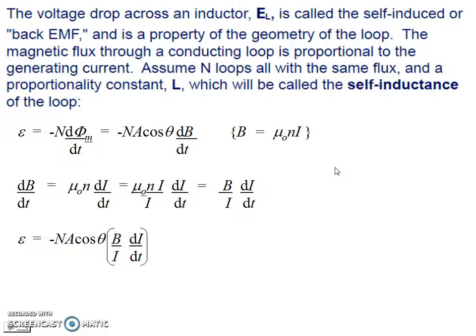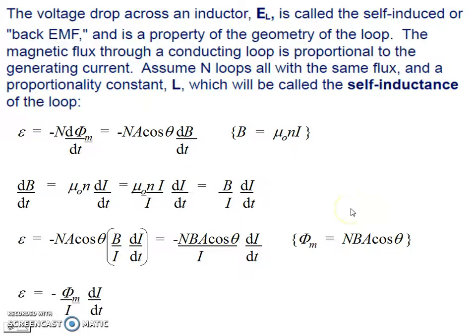Why am I doing that? Well, I'm just going to rearrange the variables again, taking the B to the outside, which is the constant. So now it's n times BA cosine theta over I di dt. Why am I doing that? Well, BA cosine theta, what's that? That's phi. So watch what happens, right? Where there's n loops of the wire. So I'm going to replace nBA cosine theta with phi, and now we have negative phi m over I di dt.